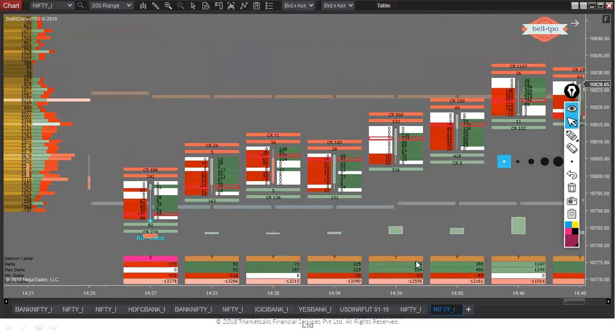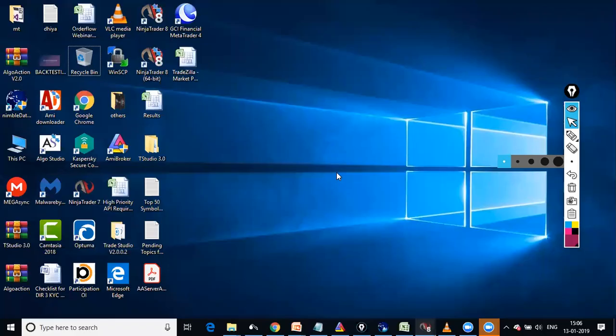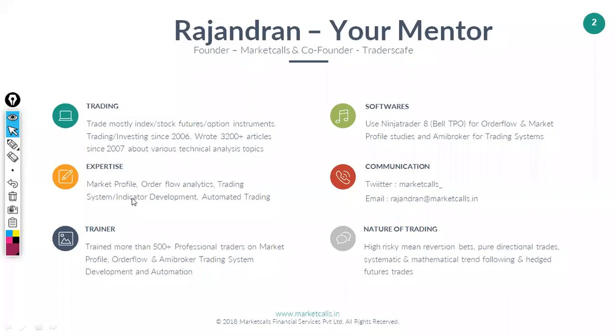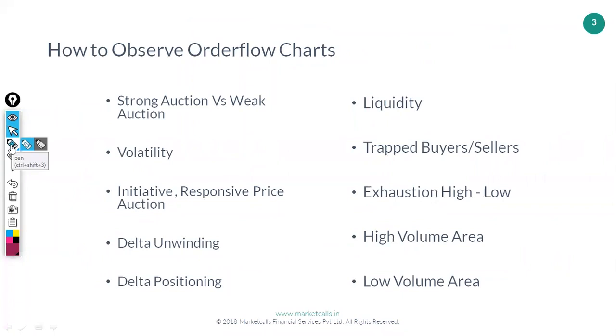Okay, so there are a couple more interesting patterns which we will talk about over a period of time. But as of now, let's focus on the basics of order flow, right? Let's try to understand what to observe from the order flow charts on a day-to-day basis. That is the topic here. And so we'll be observing many things on a day-to-day basis. Let it be any symbol, let it be crude, or gold, or Nifty, or Reliance or Lupin.